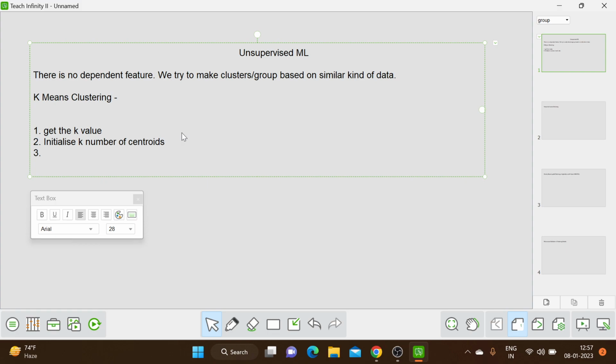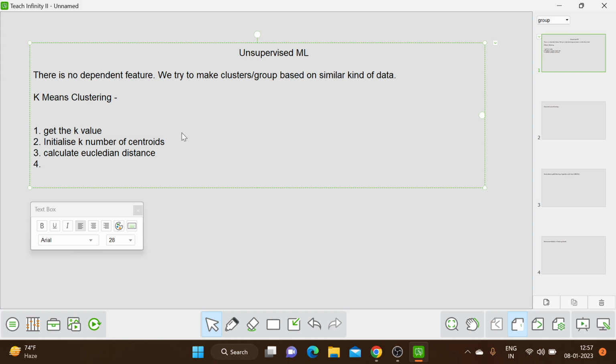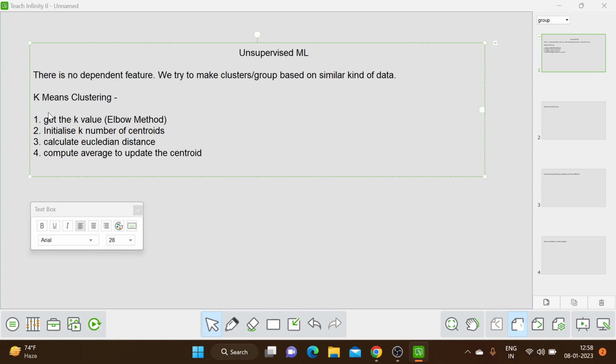Third, calculate Euclidean distance. Number 4, compute average to update the centroid. Okay. For getting the k value, we use one method known as the elbow method. K means clustering, that k value.